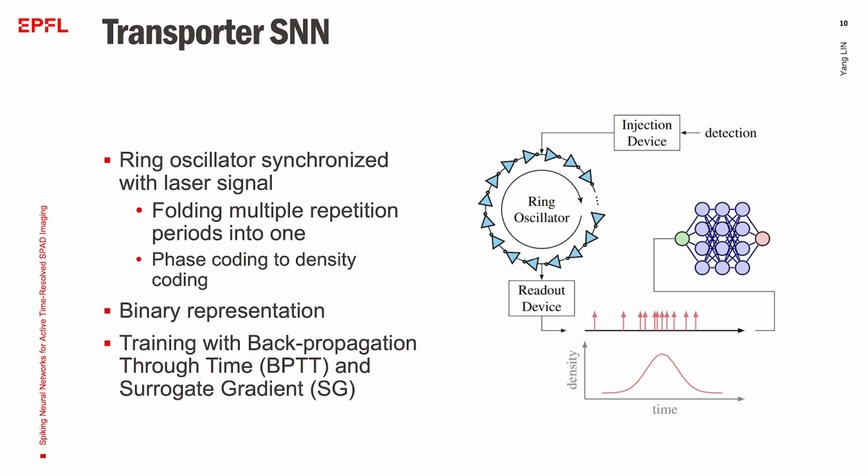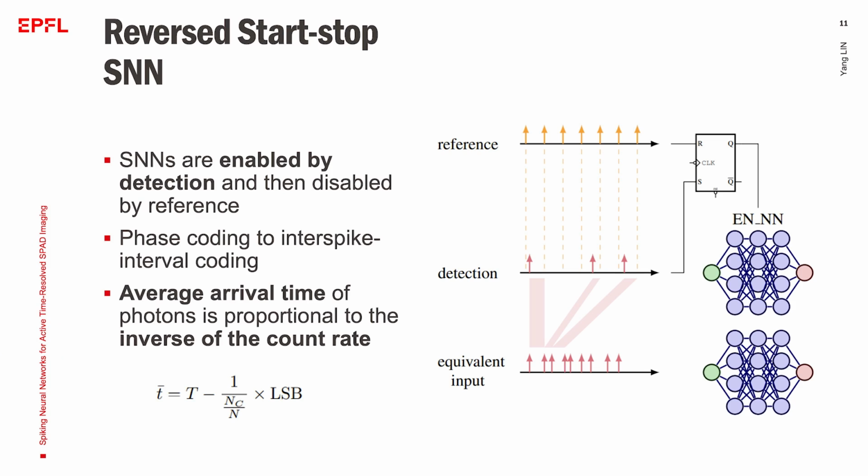Since the sequence is only hundreds or thousands of time steps, we can train the SNN directly using backpropagation through time with surrogate gradient. The second method is the reversed start-stop SNN. The core idea is to use a flip-flop to enable and disable the SNN as a whole. When a detection signal is received, the SNN gets an input and is enabled. The membrane potential starts decaying. When the next reference signal is received, the SNN is disabled and the membrane potential stops decaying.